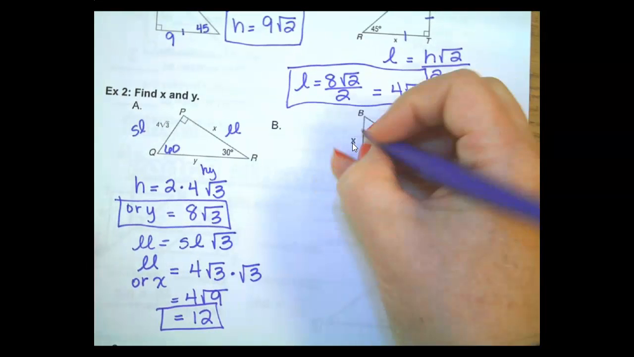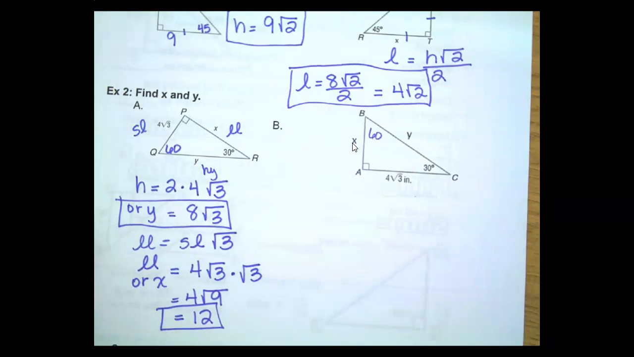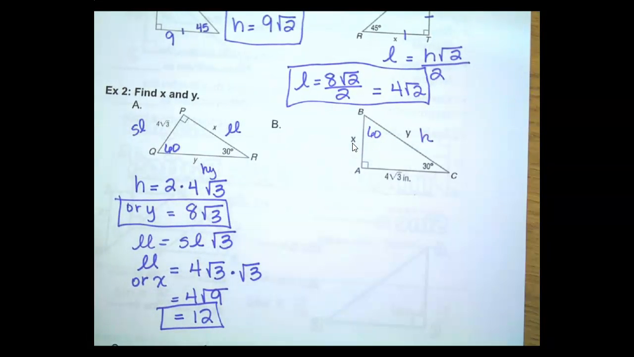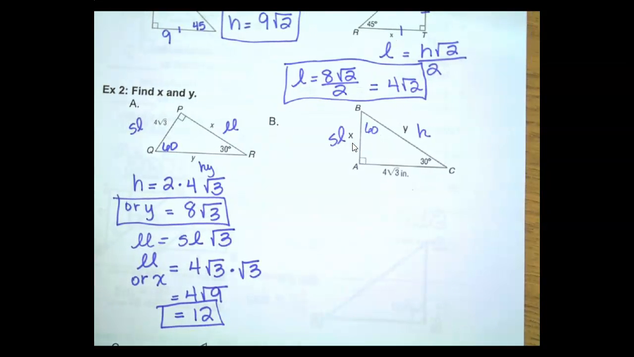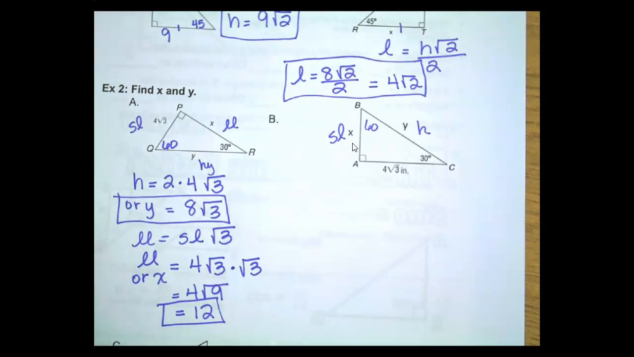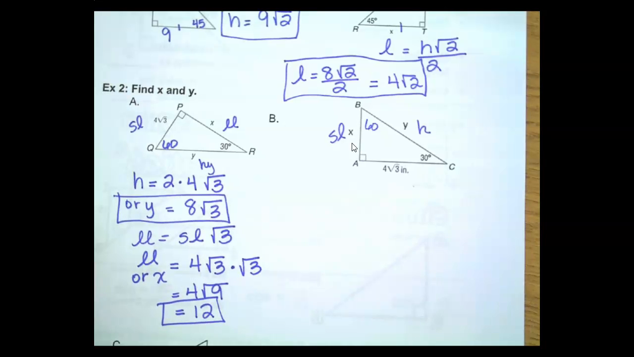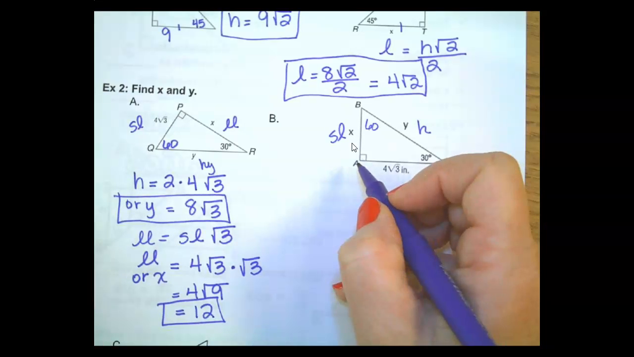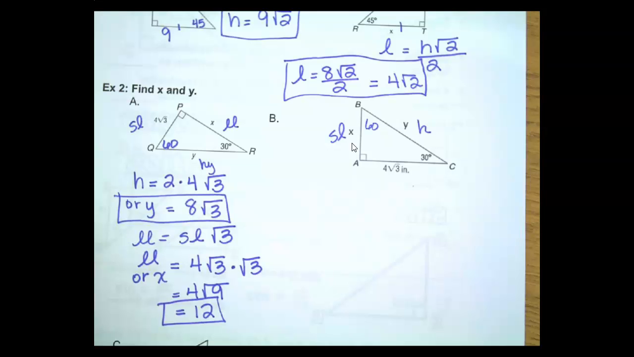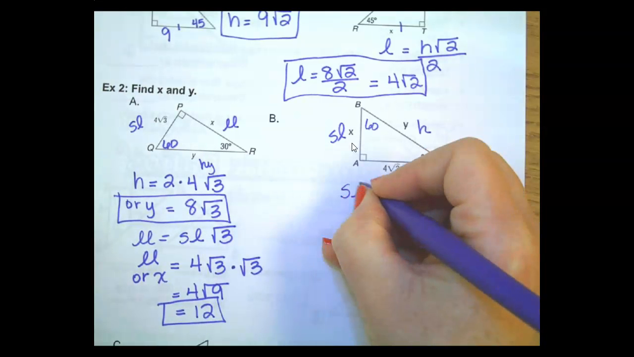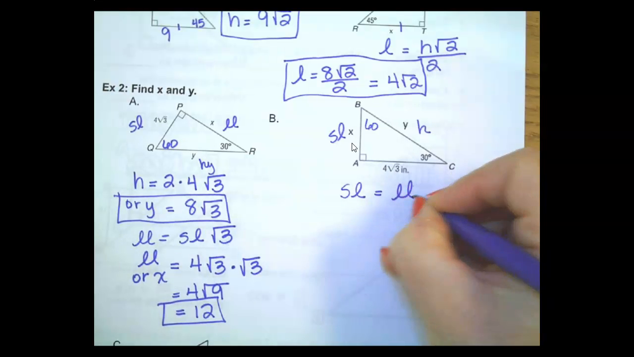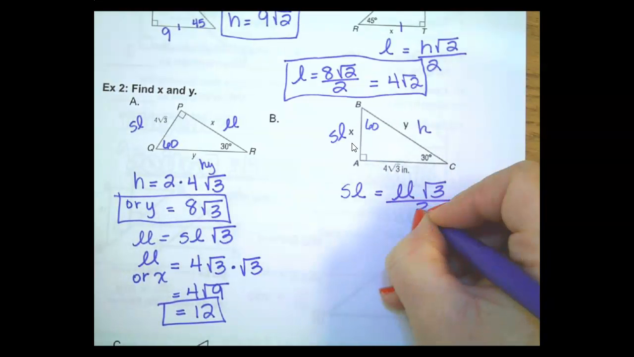Next one, again, 30, 60, 90. This is my hypotenuse, and this is my short leg. Again, I told you it depends on what they're giving you. We need to find our hypotenuse. So our hypotenuse is 2 times my short leg. Well, I don't have that. So to find my short leg, I'm going to have to use the other formula, which is long leg times the square root of 3 divided by 3.